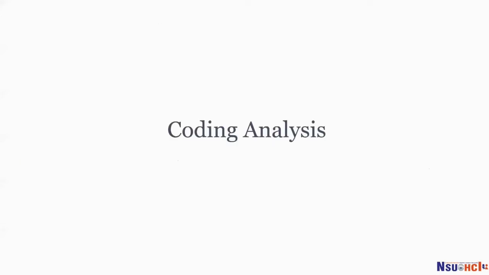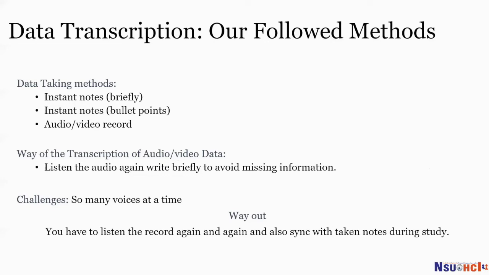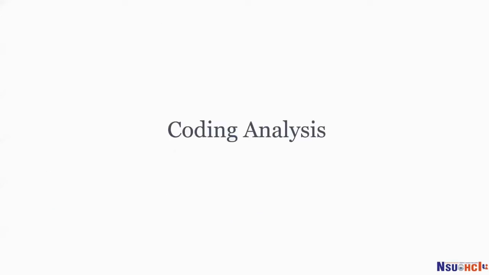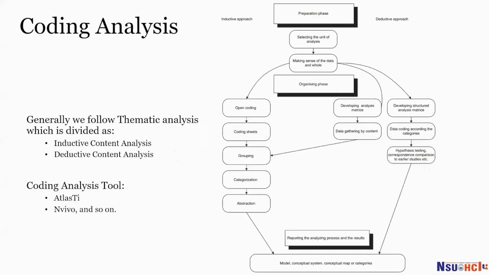I think I covered the basic things of qualitative research, because these are the basic things we have to follow during conducting a qualitative study and the data transcription. Then we have to analyze our findings. So coding analysis is the thing that we will follow during our analysis. So let's start with the coding analysis.